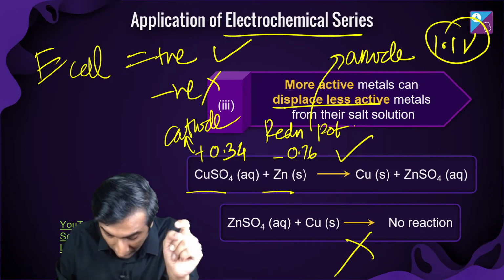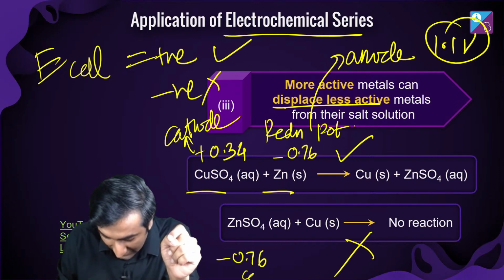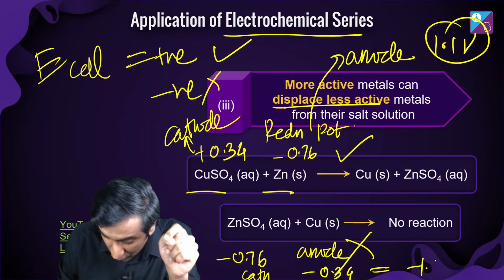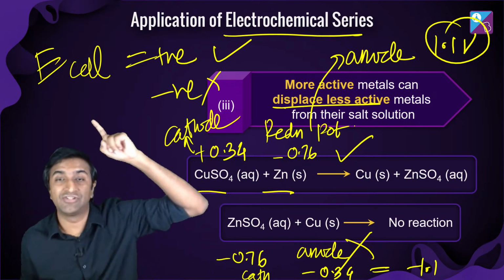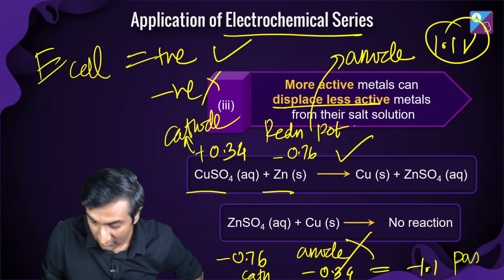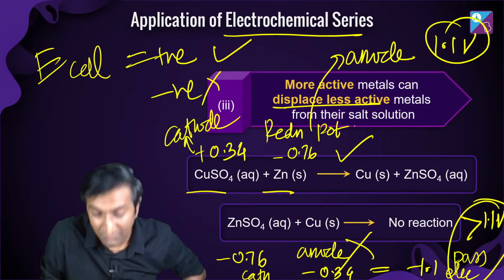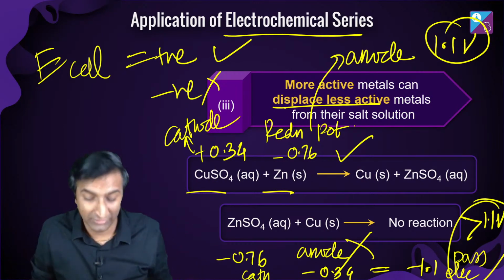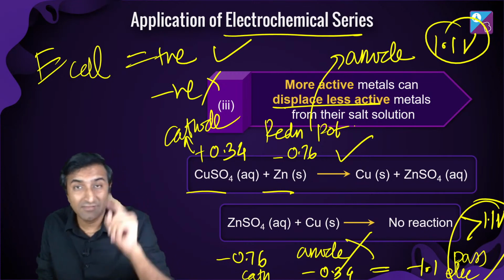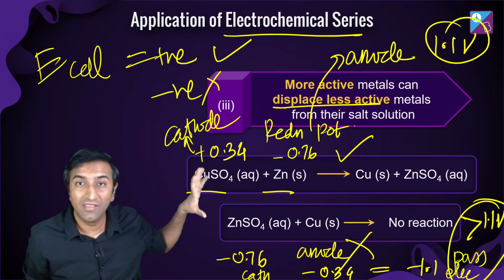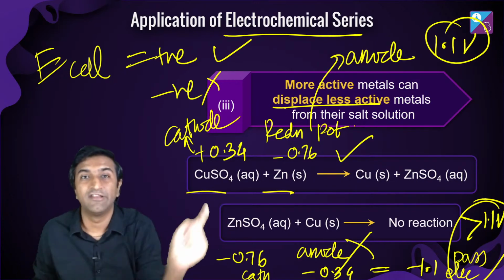Okay. See what is happening here: negative 0.76 is at the cathode, and the anode is going to be negative 0.34, that's giving me negative 1.1. So this reaction will not happen, but I can make that reaction happen. How? Pass electricity greater than 1.1 volts and this reaction can also happen. That is the most beautiful thing about electrochemistry. Even a non-spontaneous reaction, if you find out this negative value and supply a potential greater than that, the reaction will happen.